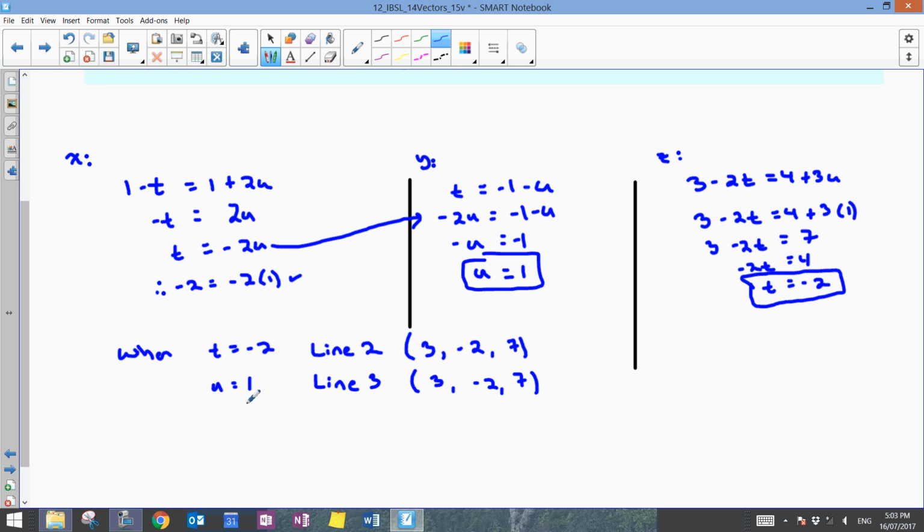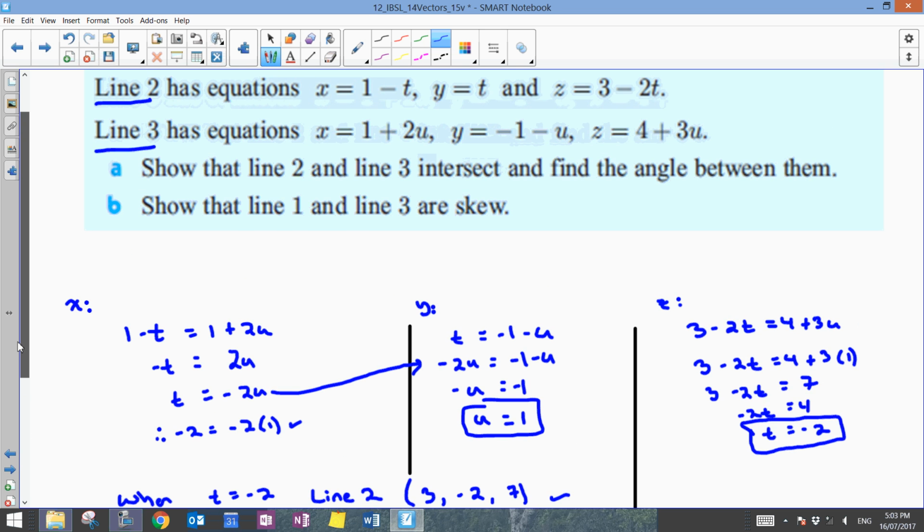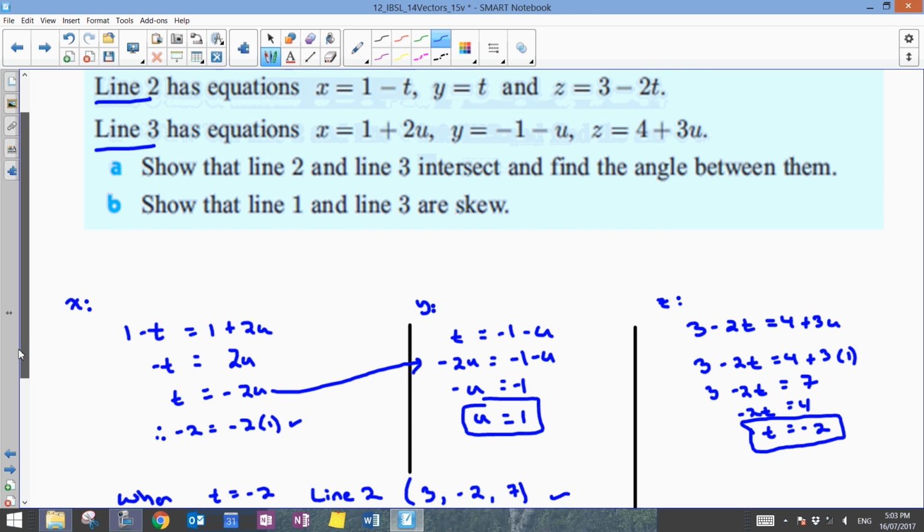And the position of line 3 when u equals 1 is 3, negative 2, 7. So they wind up being at the same point with those respective parameters. So yes, they do actually intersect. All right, now our second job is to find the angle between them.